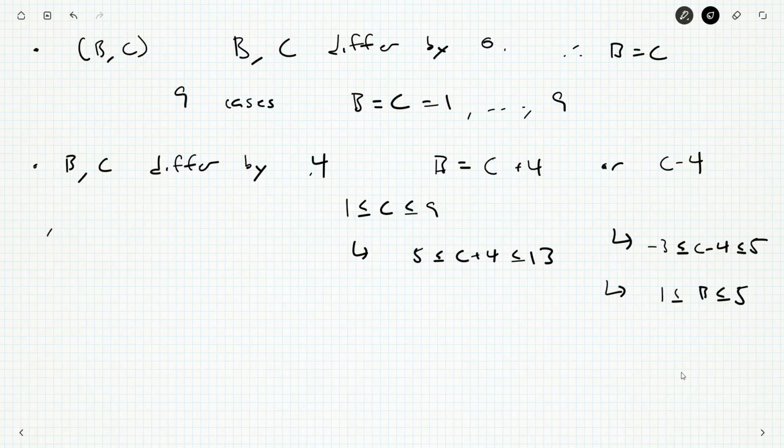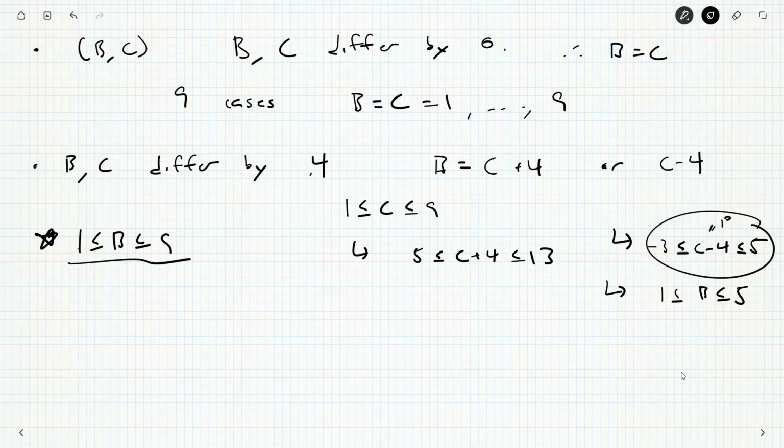Because I know B is between 1 and 9. So we overlap this calculation and this calculation for B. So that's going to be 5 is less than B is less than 9. So this is 5 cases. And this is also 5 cases. So 5 of those C values lead to actual values of B in both instances.